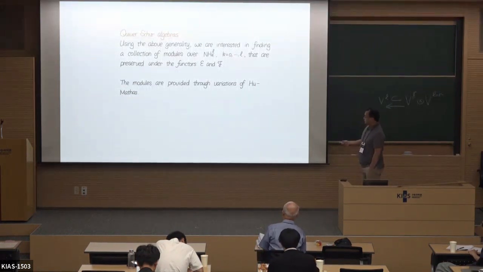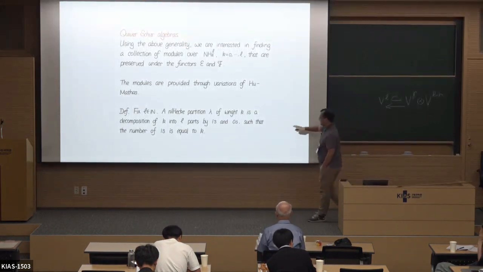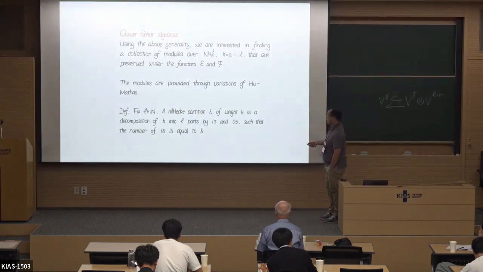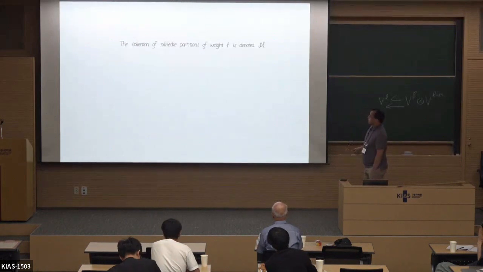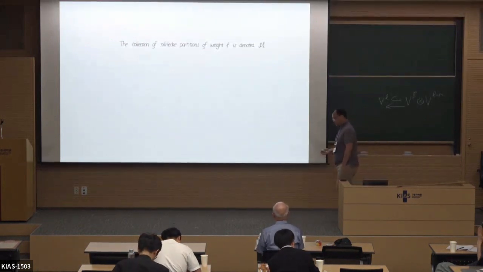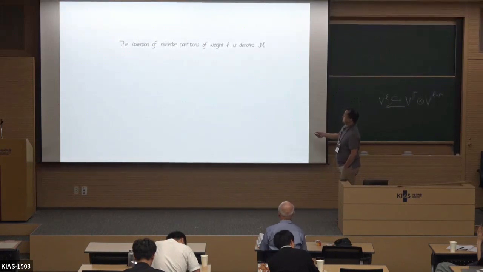I'll be using the language in Hu and Matthias' work. So fix the highest weight L. A nil-Hecke partition lambda of weight k is just a decomposition of L into ones and zeros, boxes or empty sets, such that the total number of ones, or total number of boxes, is equal to k. Okay, so this partition naturally parameterizes the Schubert cells in k-planes in L-space. So this is a natural combinatorial gadget to consider.